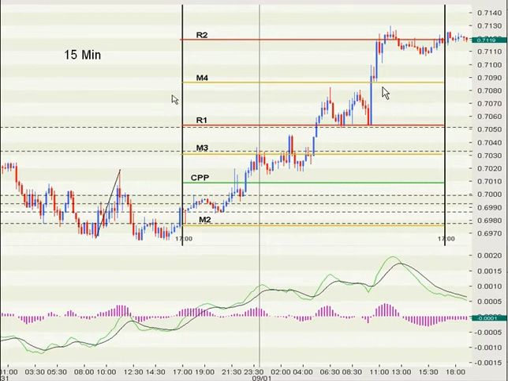But I hope that this has given you some idea of how to manage a trade once you're in it. It's really a super critical component of a successful trading plan. You really got to have this.